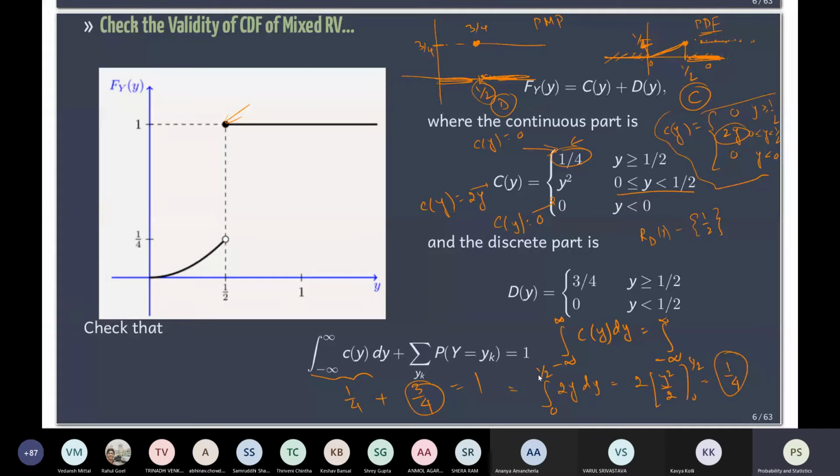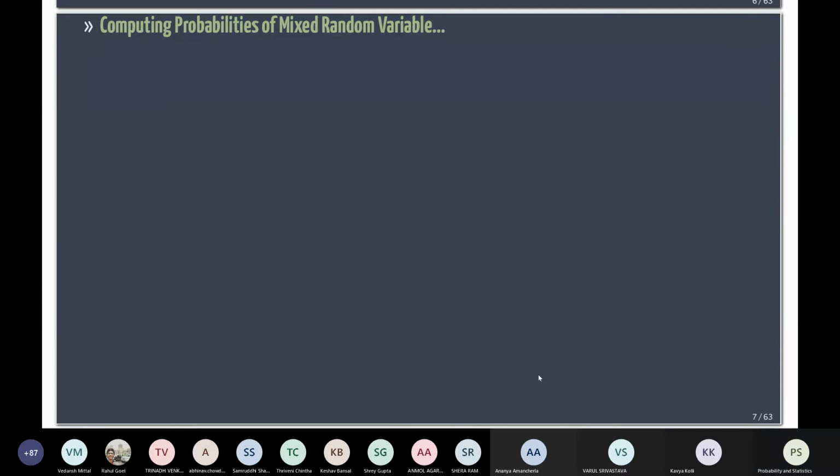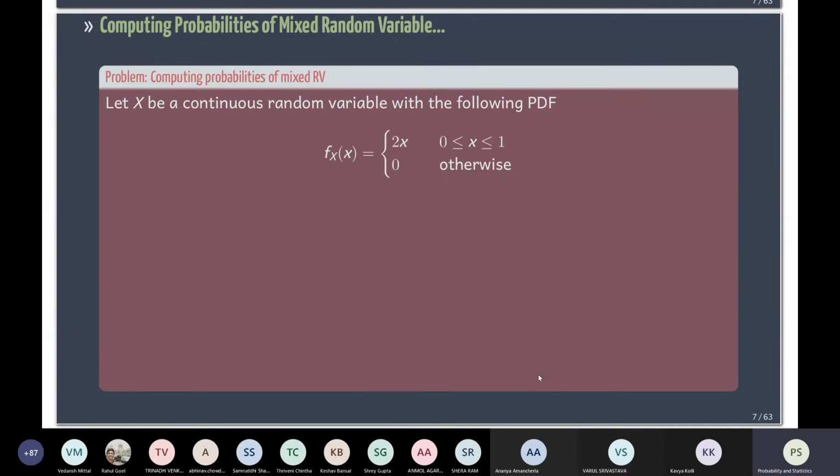The mixed case, one has to figure out a little bit. I'm not going to do too much of the discrete mixed case. This was just an example, and more or less I will stop here. So let us see how we compute the probability when we are given a mixed case. This is an example of the mixed random variable that we have already seen.